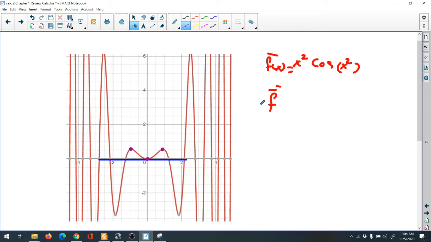If you want to do it algebraically, of course, you take the second derivative, which involves the product rule. The derivative of the first is 2x. Let's do it in here.